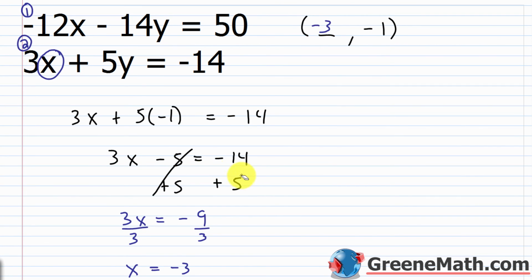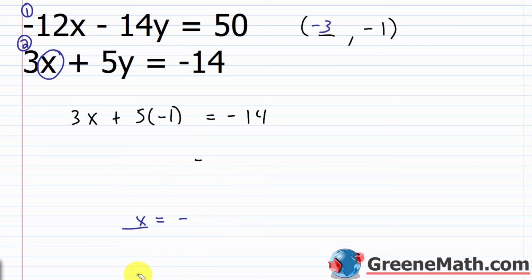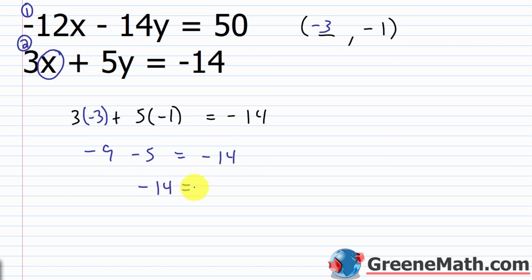So let's keep this one in place real quick so we can check it really quickly. So for x, I'm plugging in a negative 3. Of course, 3 times negative 3 is negative 9. 5 times negative 1 is negative 5. So negative 9 minus 5 is negative 14. Right? You get negative 14 equals negative 14. So this ordered pair works in this equation.